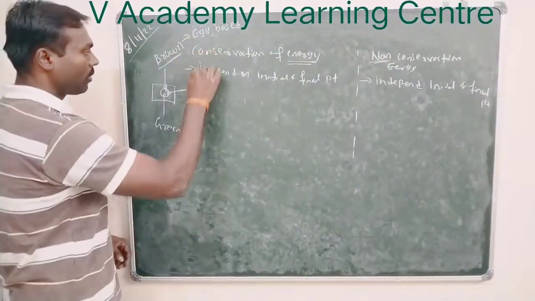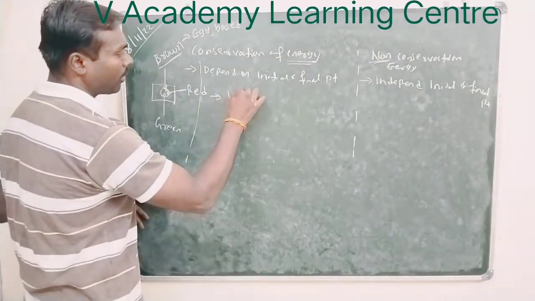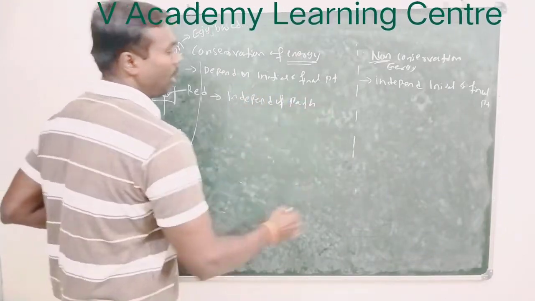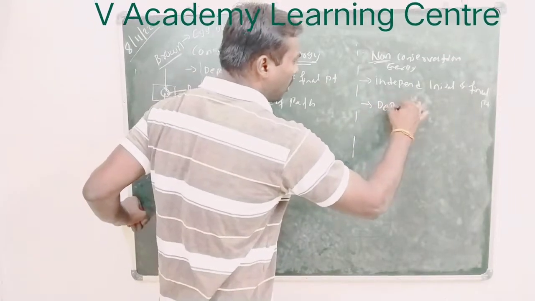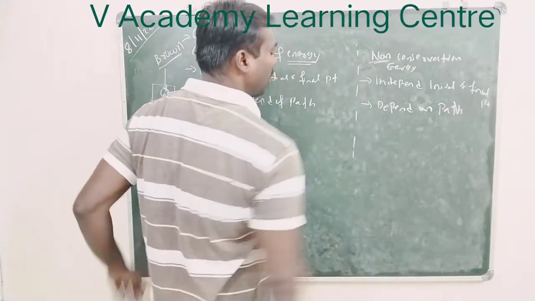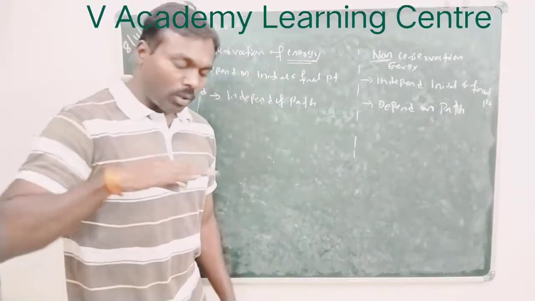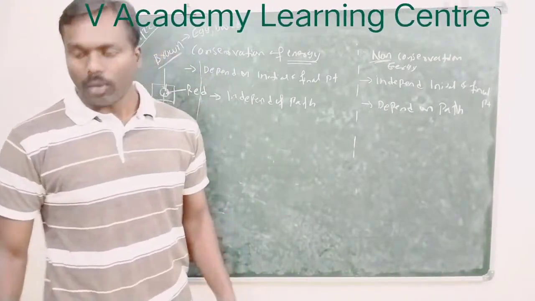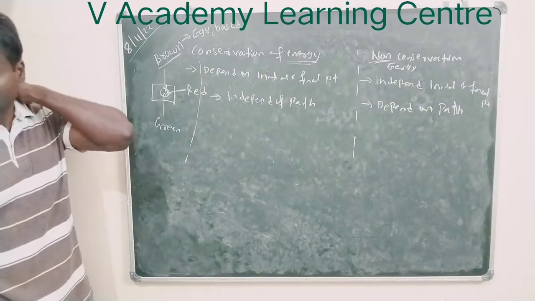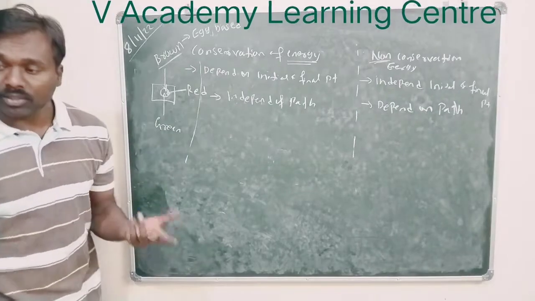And make sure it is again independent of path. This will depend upon the path. On what basis do you tell it depends upon path? Because while moving along the path it loses energy. This is called depending on path. Examples, so give me some examples.